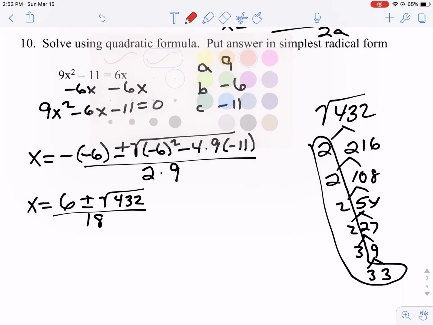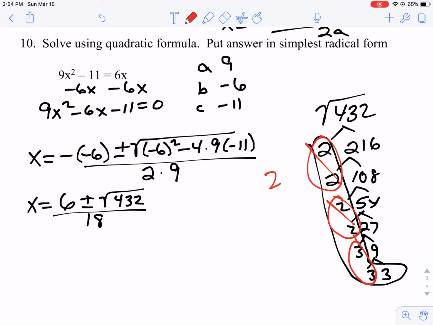All right, hockey stick. Groups of 2. Here's 2 2s, here's another 2 2s, here's 2 3s. So a 2 comes out of the first group, 2 comes out of the second group, 3 comes out of the third group. Multiply them all together, and we end up with 12. And then we got one lonely little 3 that stays in.